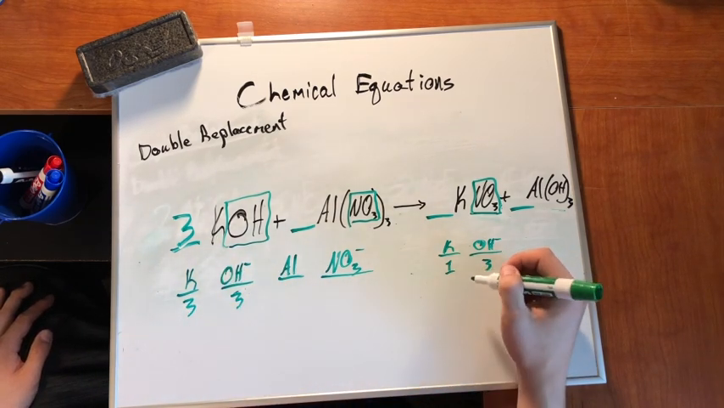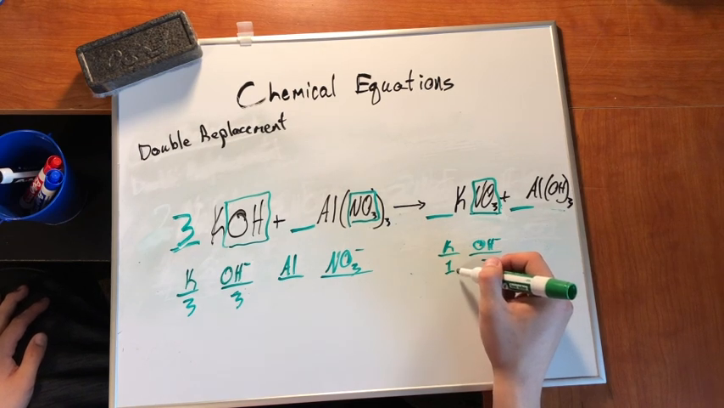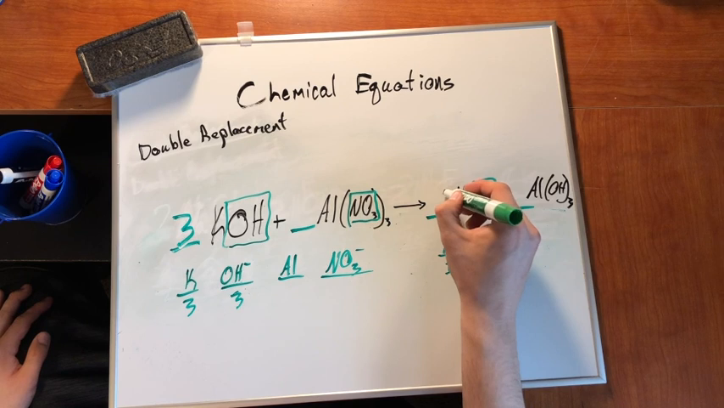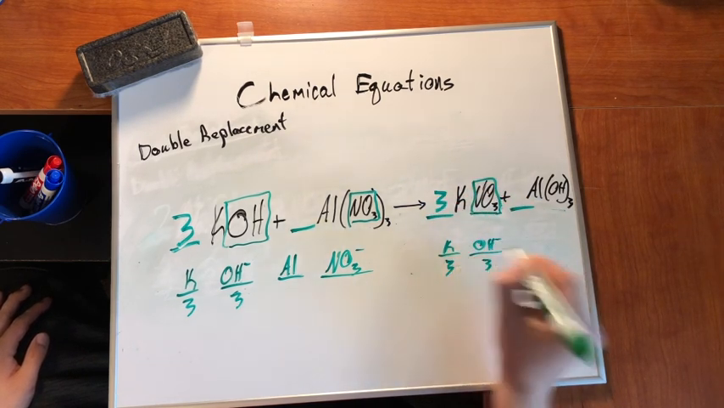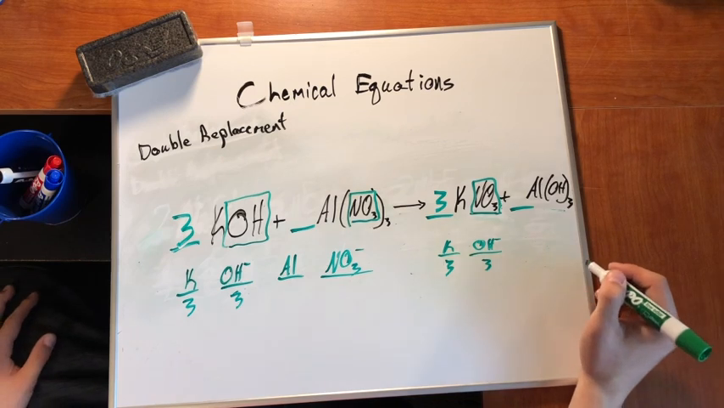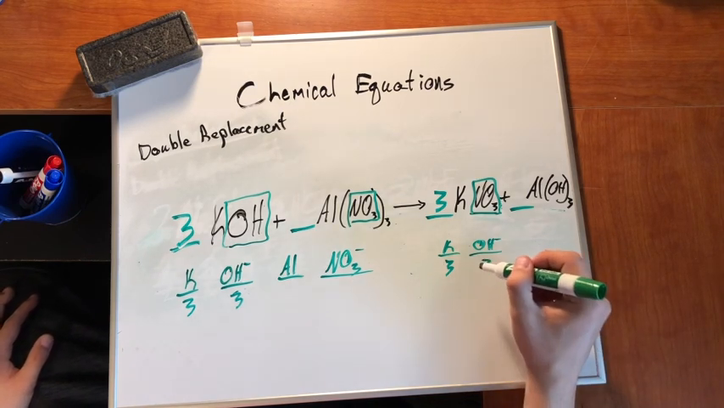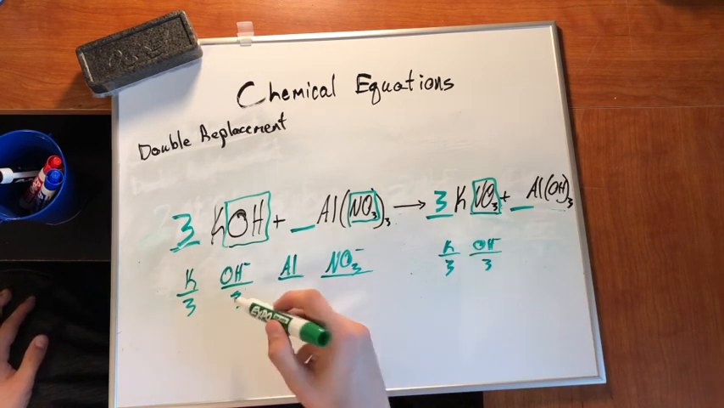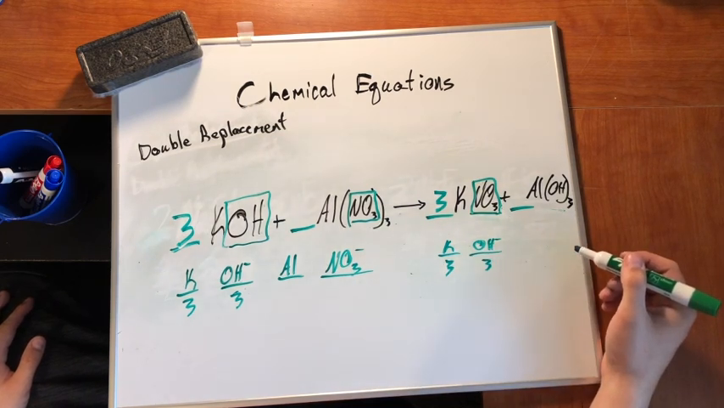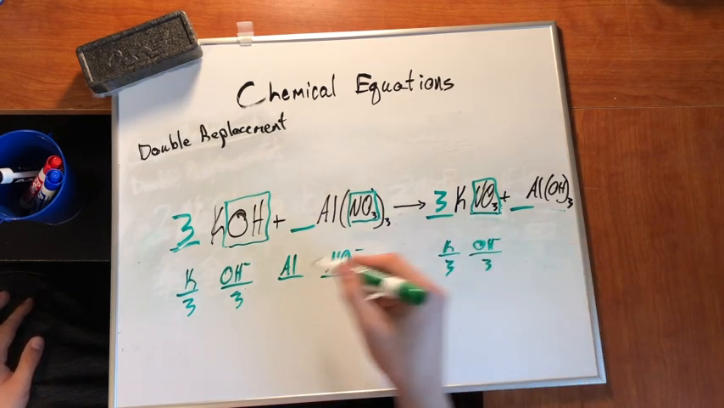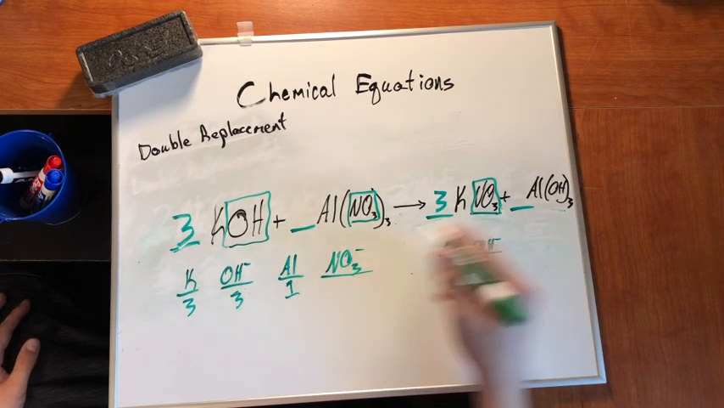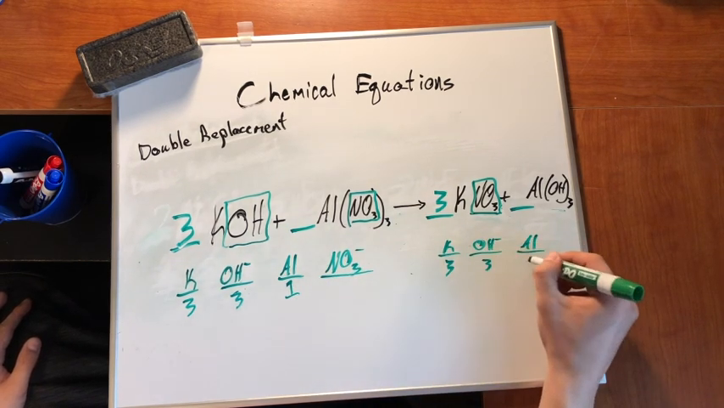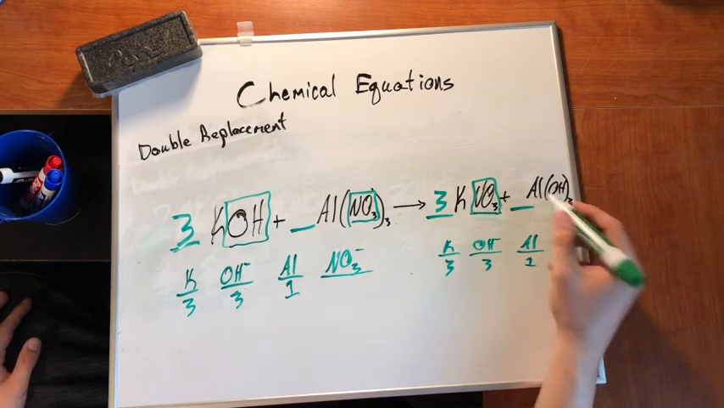Let's come back over here. I need 3 on this side to match, and I only have 1, so let's also put a 3 in front of this compound. So now I have 3 potassiums and 3 hydroxides on both sides to match. So now let's move on to the next element. I've got aluminum. On this side I have 1. If I come over here, I also have one, so that one's balanced.